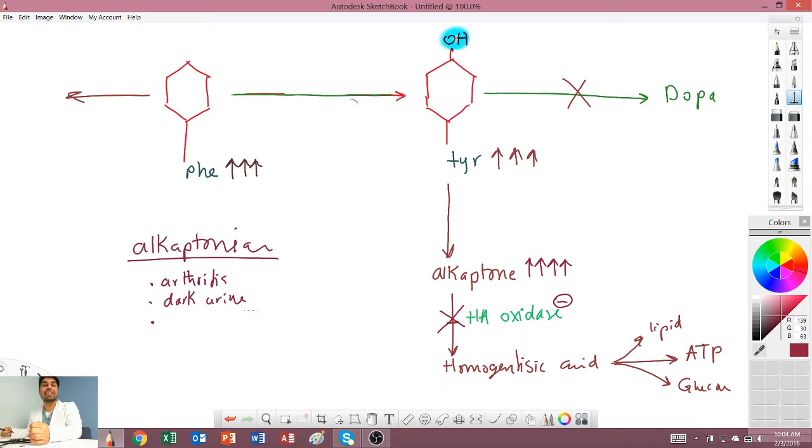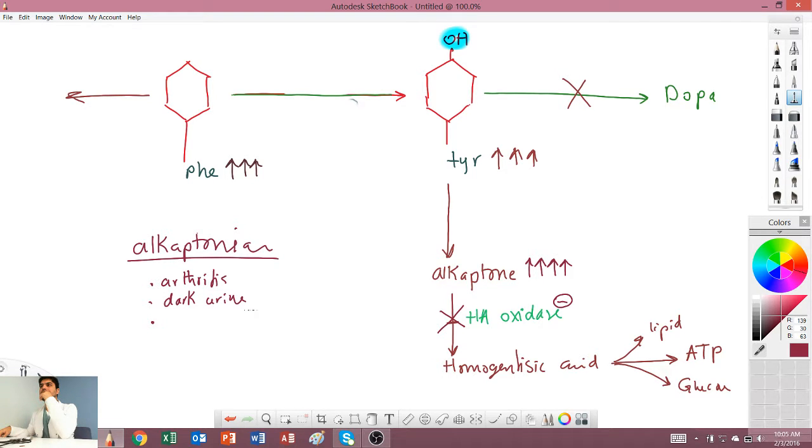The kidney filters them very well. Okay, so that's alkaptonuria. What are you going to focus on? Enzyme deficiency. It's autosomal recessive. What are the consequences of that? Accumulation of alkaptones. Where? In urine. And that's where you get the name from.